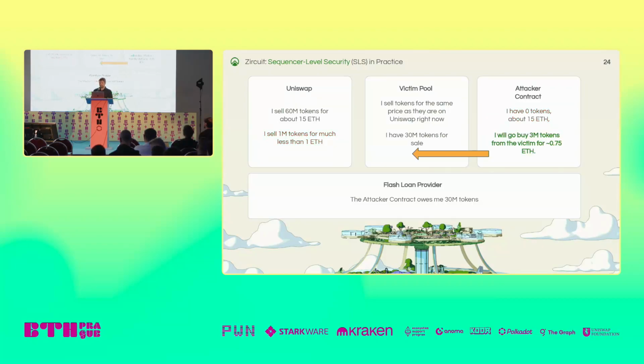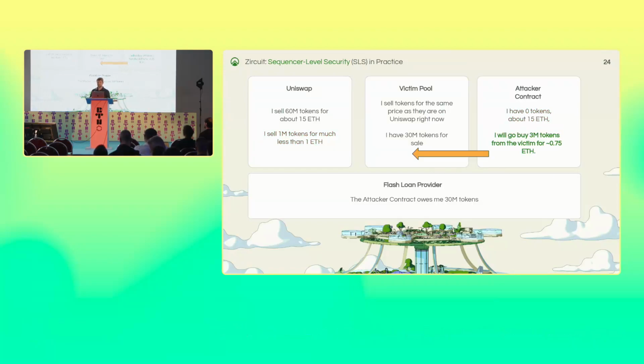Therefore, the attacker can come and say, hey, victim pool, please sell me some tokens of yours for the price that they are currently being traded for on Uniswap, right? And because we want to be smart about it, we are not going to buy all the tokens from the victim pool, but we are only going to buy 10% of those tokens, okay? So I'm going to buy 3 million tokens from the victim pool, and that will cost me roughly 0.75 ETH, so way below what would normally be the fair price. So this is the change. Victim pool now has 27 million tokens, and the attacker has 3 million tokens and still nearly 15 ETH, right?